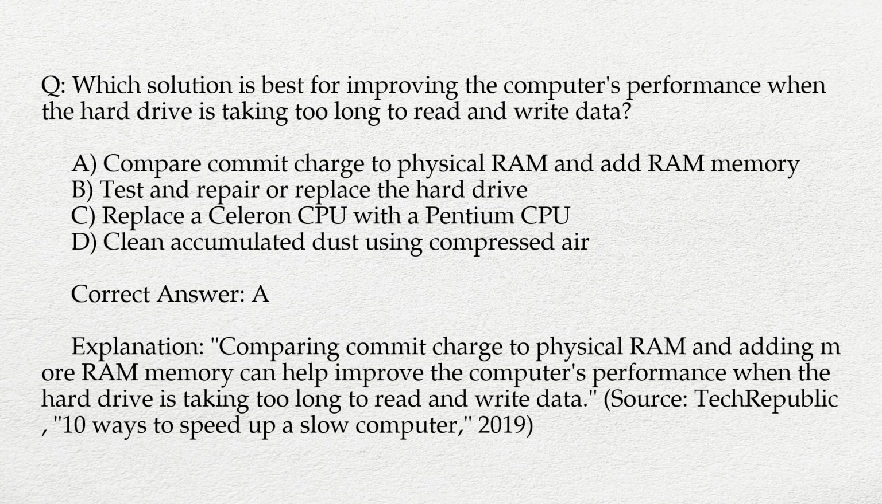Q. Which solution is best for improving the computer's performance when the hard drive is taking too long to read and write data? A. Compare commit charge to physical RAM and add RAM memory. B. Test and repair or replace the hard drive. C. Replace a Celeron CPU with a Pentium CPU. D. Clean accumulated dust using compressed air. Correct answer: A. Explanation: comparing commit charge to physical RAM and adding more RAM memory can help improve the computer's performance when the hard drive is taking too long to read and write data. Source: Tech Republic, 10 Ways to Speed Up a Slow Computer, 2019.